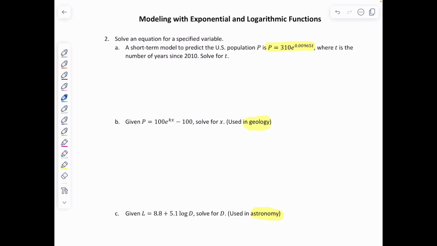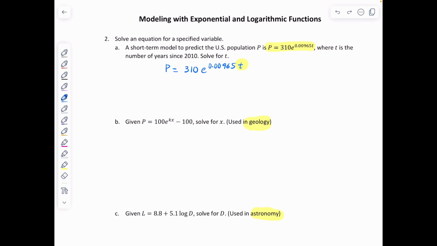So let's solve for t. So P is equal to 310 e to the 0.00965 t. Now, you're not going to get t as a constant at the end because there are 2 variables involved. The best thing you can get is just t in terms of P in your answer. Okay, so our goal is to solve for t. We want to be able to move that t to the front.